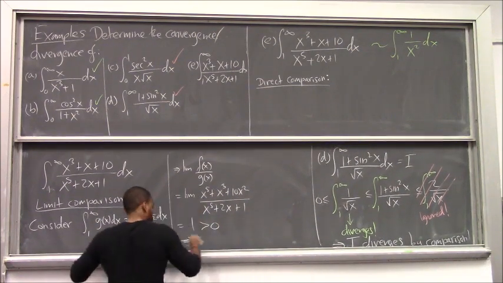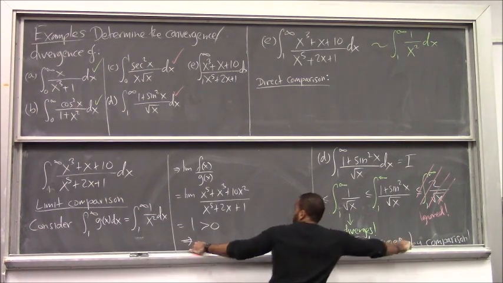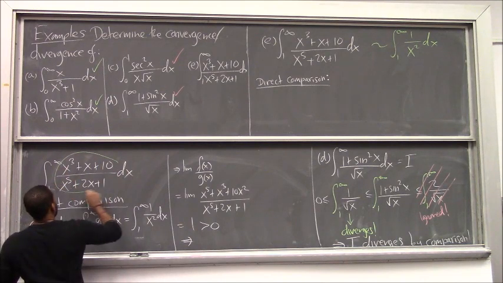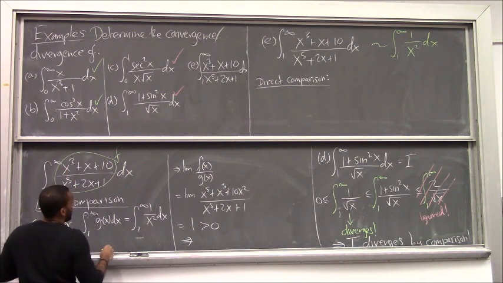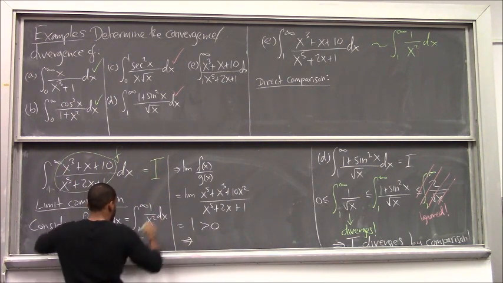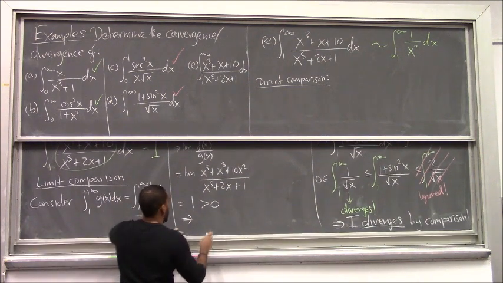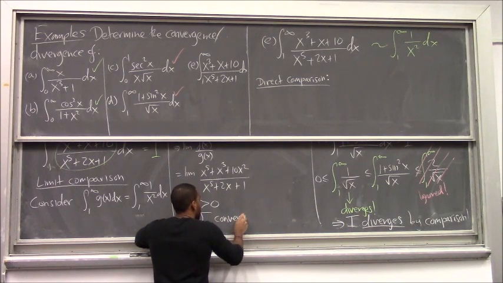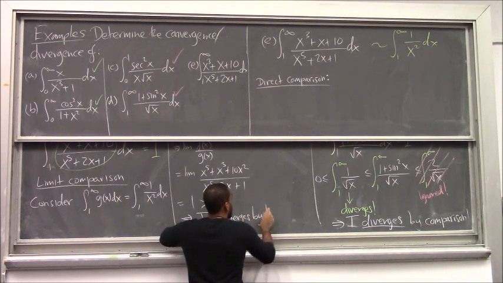And we know that this converges by theorem. So this is what I'm calling my f, and let's call this whole thing I. And so I converges by limit comparison.